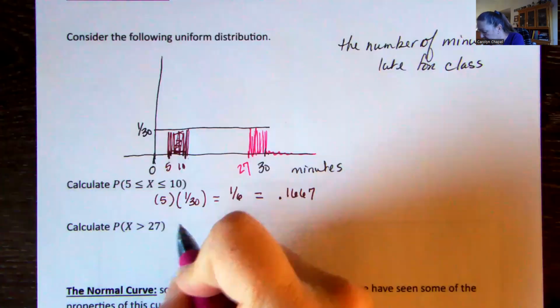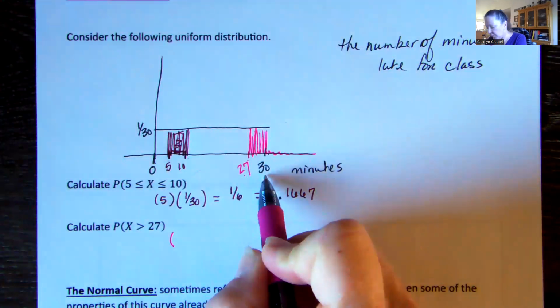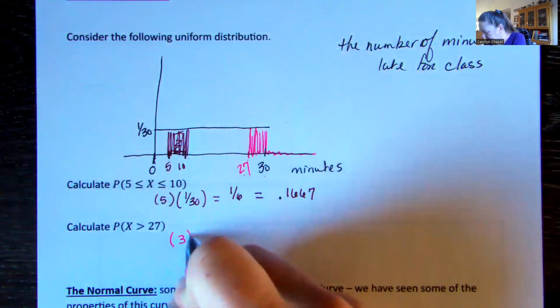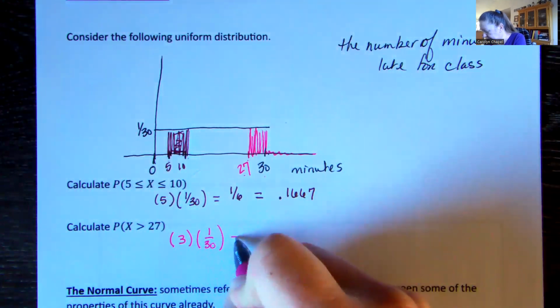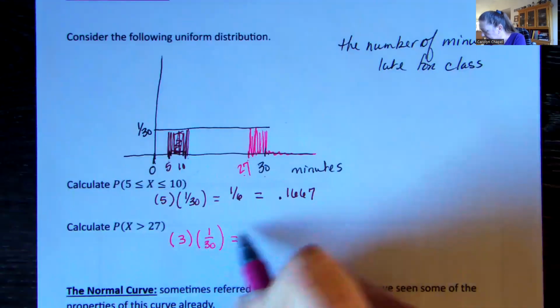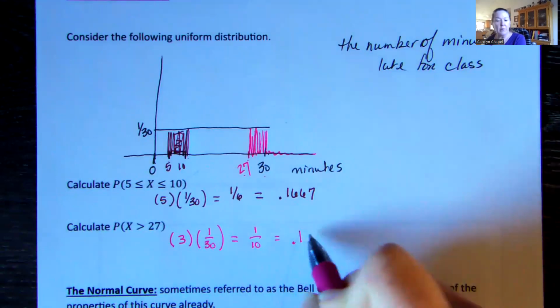So again, the area of a rectangle is our base, so from 27 to 30, that is 3 units, times our height, which is 1/30. Base times height, so we end up getting 1/10, or in decimal form, 0.10.